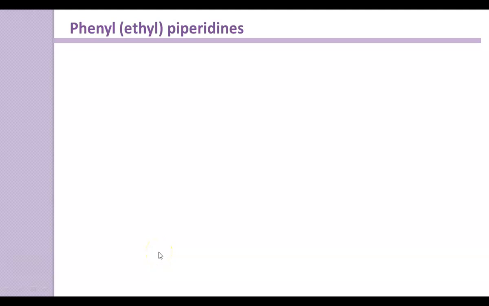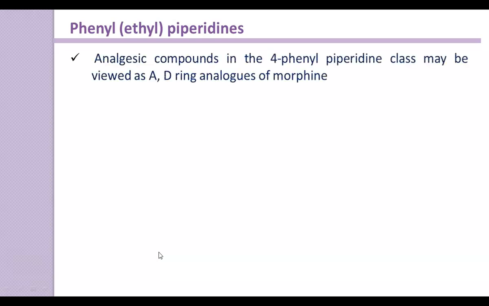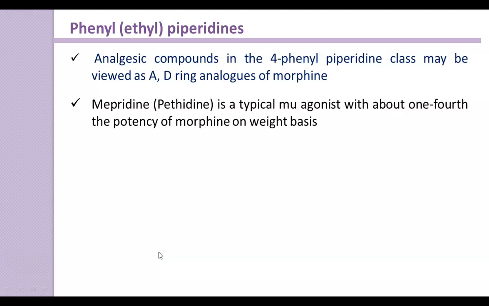Meperidine comes under the class of phenylpiperidine derivatives. The analgesic compounds in the 4-phenyl piperidine class may be viewed as a D-ring analog of morphine. Meperidine, that is pethidine, is a typical mu agonist with about 1/4 the potency of morphine on a weight basis. Opiates act on opiate receptors, one of which is the mu receptor, so it is a mu receptor agonist.